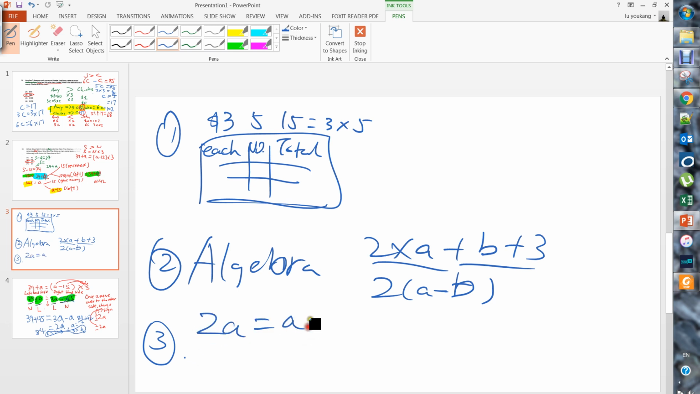Very good. So let's say you want to move the A over, right? Must move what? Move over. Over the equal sign. Okay, so this is the equal sign, right? This side is called the left-hand side. Then this side is called the right-hand side. Very good.